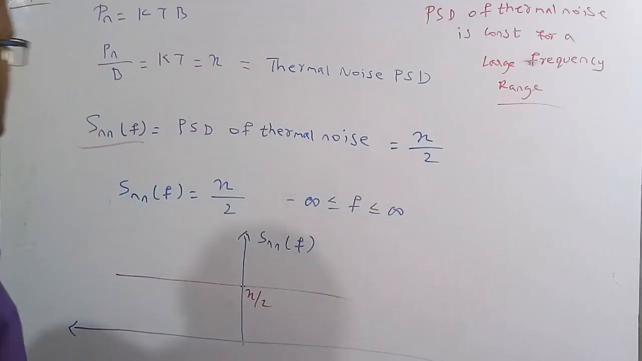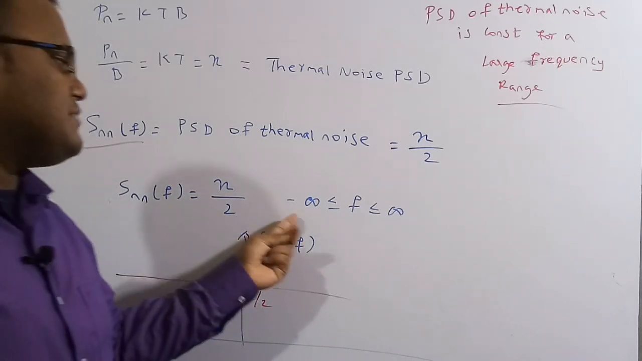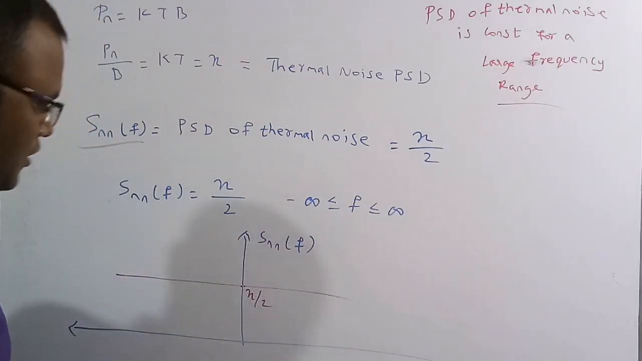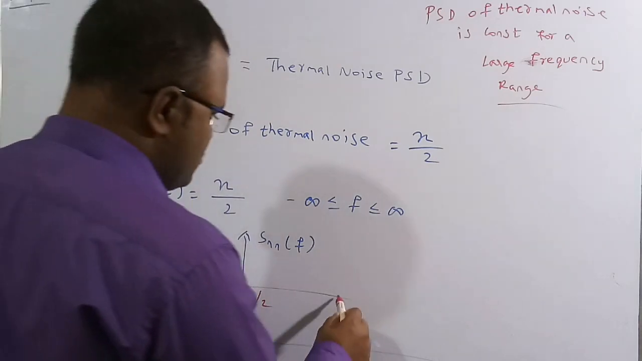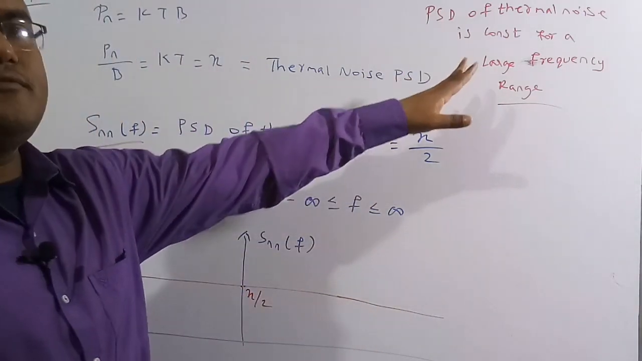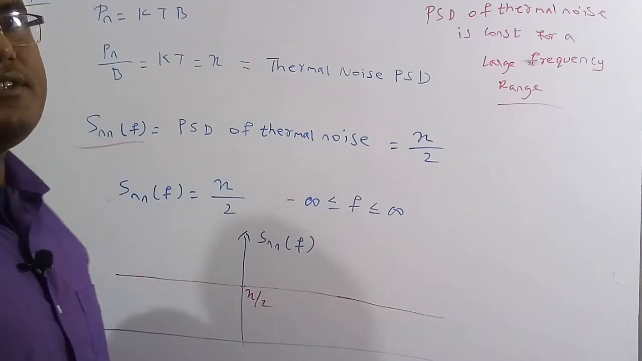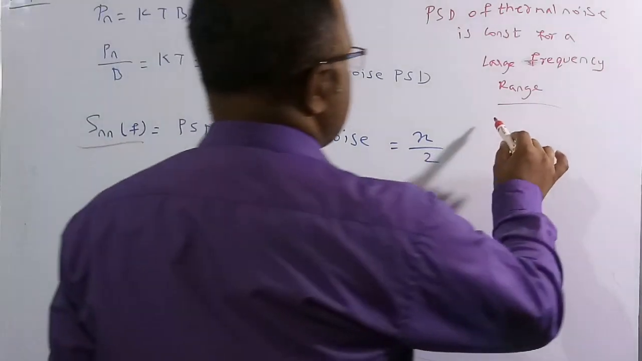So therefore this power spectral density of thermal noise is equal to eta by 2 for frequency from minus infinity to plus infinity. So for this entire range of frequency, it is going to have a constant value. Therefore the power spectral density of the thermal noise is a constant value, which is eta by 2, for all the frequency range. Yes, the reason is also correct.